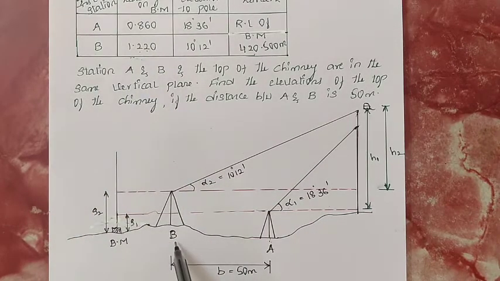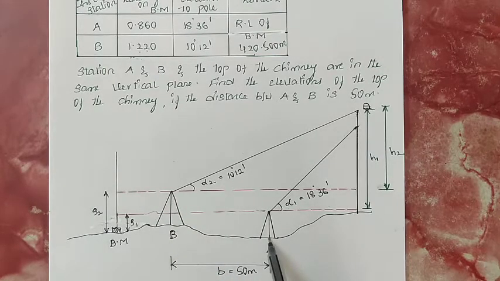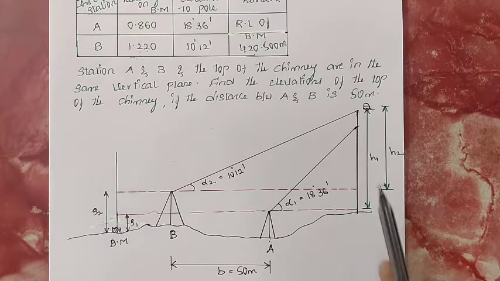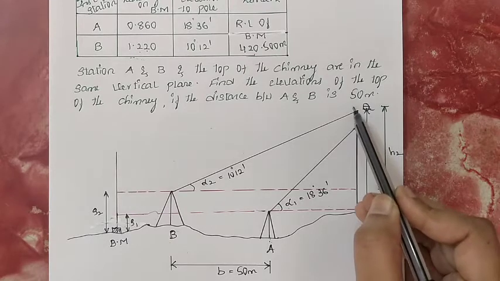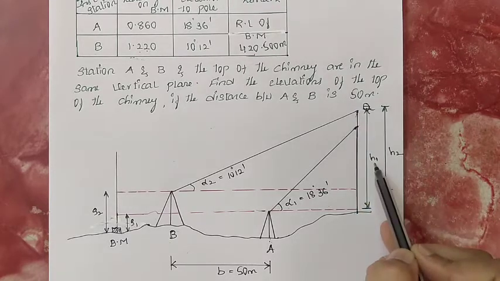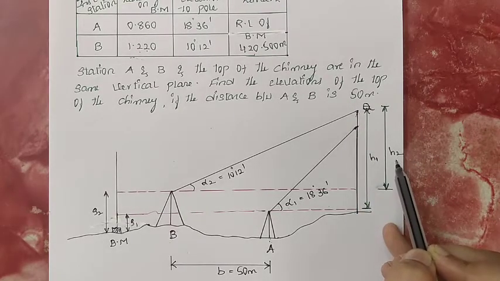It belongs to what? The case of the base of the object inaccessible, it belongs to the second case. That is, the instrument B is higher than A. You need to calculate the distance from the instrument station A to the elevated object, and also you need to calculate the RL of this elevated object. In order to calculate this RL, you need to calculate H1 and H2.